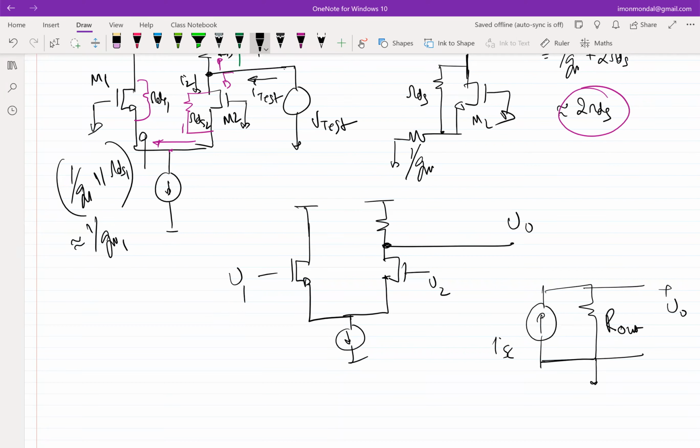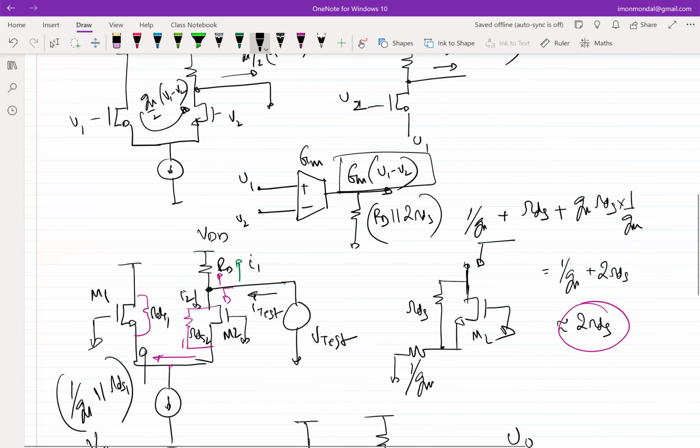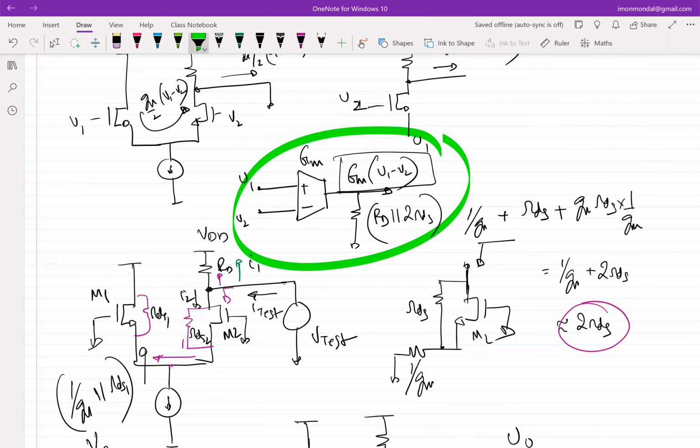That R out we found, right? And you are okay with the fact that R out is 2RDS parallel RD? Okay. Are you okay with the fact that ISC is GM by 2 times V1 minus V2? Okay, so this becomes GM by 2 V1 minus V2. So then both things you understand. So what's the problem? You mean conceptualization of this structure?